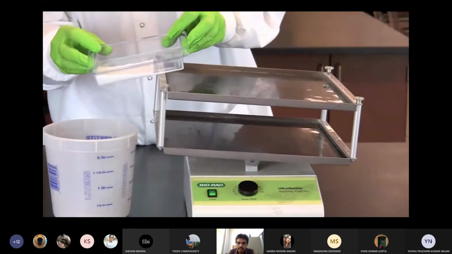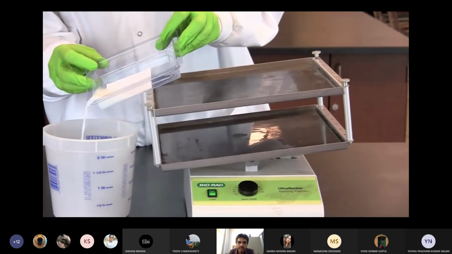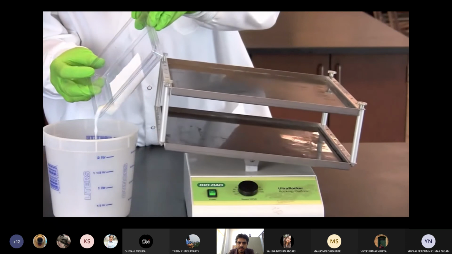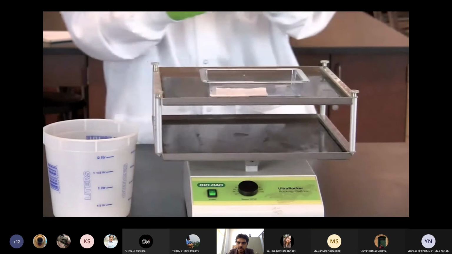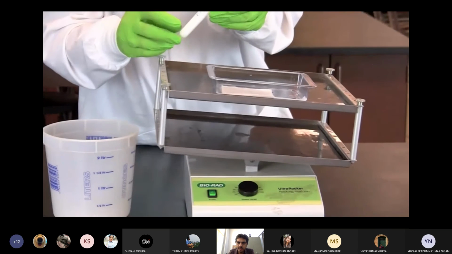Now the blocking is done. Pour off the blocking solution, so you can see the white color. This is a milk solution. And now you have to wash it. Washing is necessary to remove the extra protein which was there.